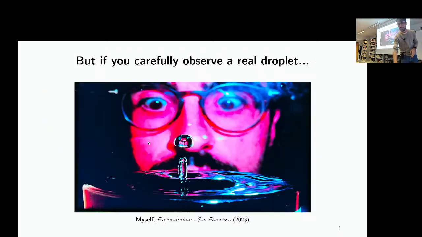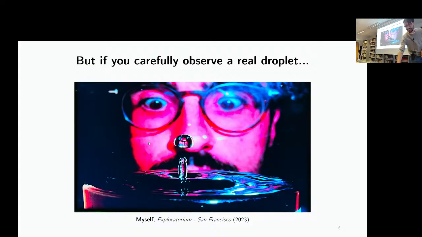The problem is that if you observe a liquid droplet carefully, you see that actually droplet deformation and surface tension effects play a major role in the dynamics of this system. This is myself at the Exploratorium in San Francisco. It's a great museum. If you pass by there, you should go.